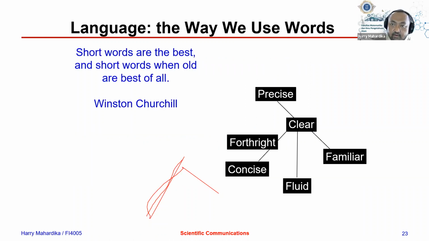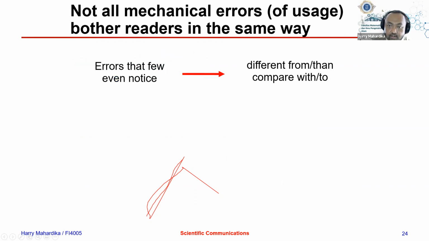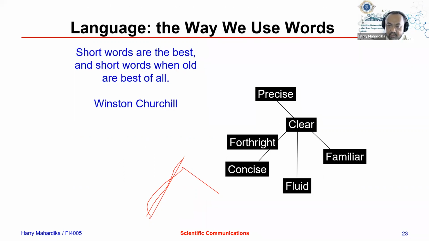Okay, the way we use words: short words are the best, and short words when old are the best of all. This is a quote from Winston Churchill. So when we are using words to form a sentence, the arrangement of the words in that sentence needs to be precise, clear, forthright, concise, fluid, and familiar. If we are not familiar with some scientific jargon or scientific terminology, maybe we could make our own definition, or some kind of our own interpretation for the sake of the paper itself.